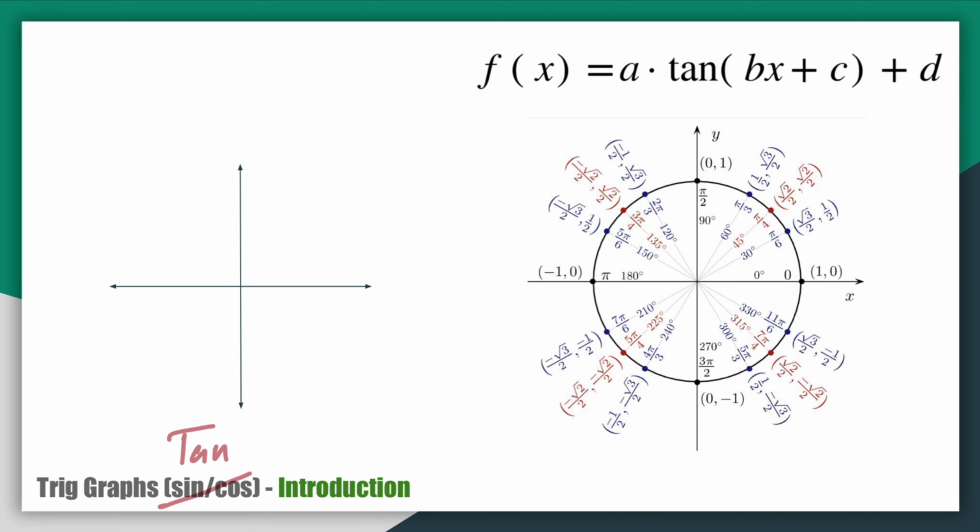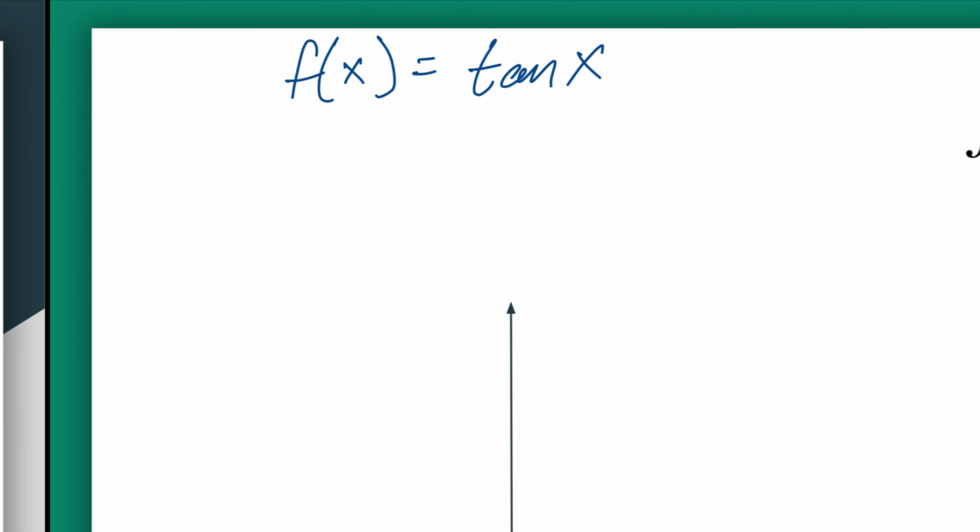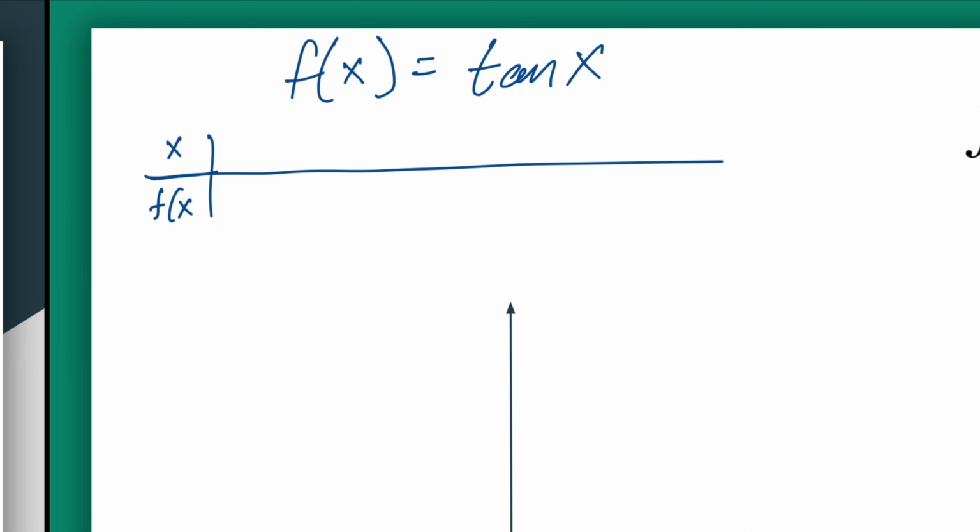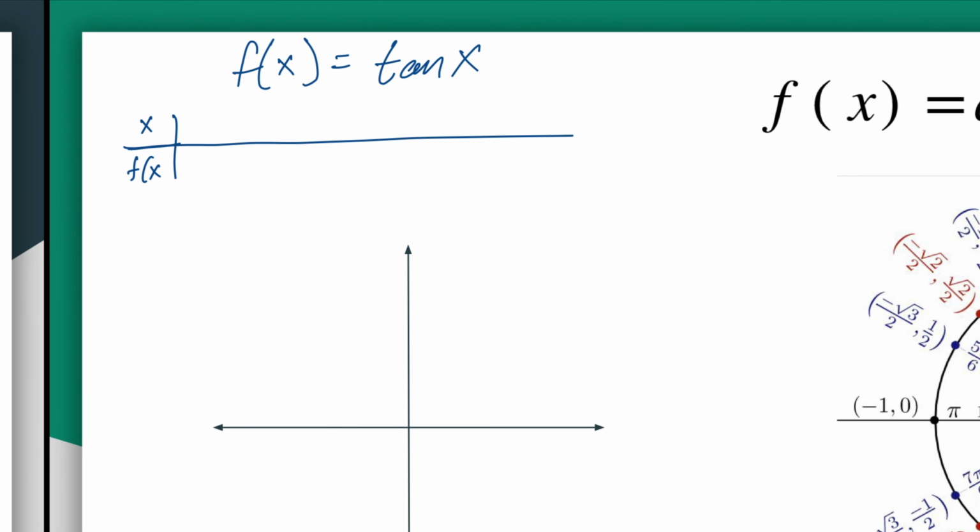Let's just use a basic tangent function. f of x is equal to the tangent of x, so with no changes, just the parent tangent function. Let's make a sideways t-chart here and start plugging in some values. We're going to do 5 values: 1, 2, 3, 4, 5.